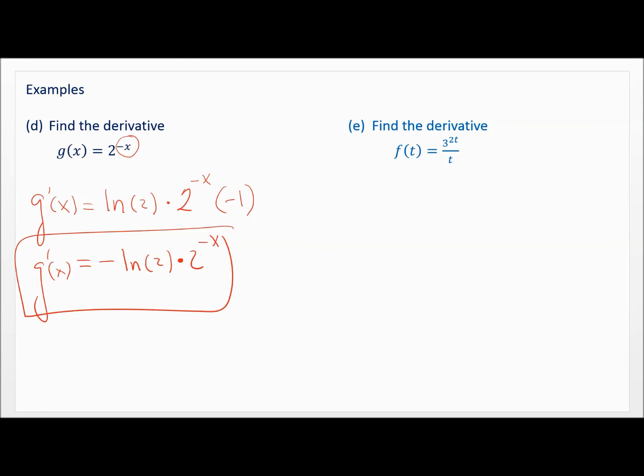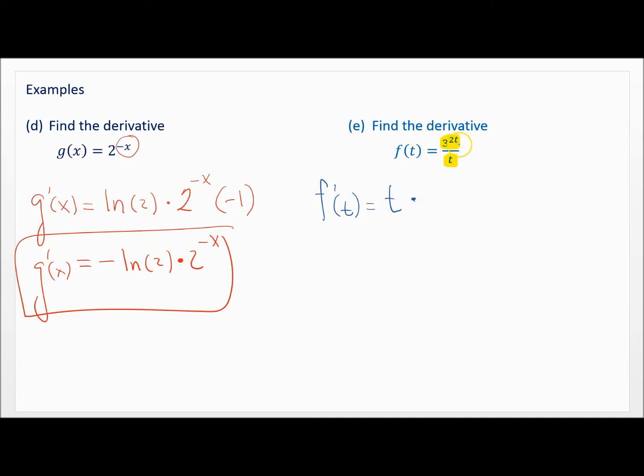Now the next one, here's what I want you to notice. This requires the quotient rule. Why? Because there is a function with t in the top, that's your exponential function, but you also have a t in the denominator. So we're going to have to do low d high minus high d low over low squared. You ready for that? So f prime of t. I do low, which is t, times the derivative of the numerator.